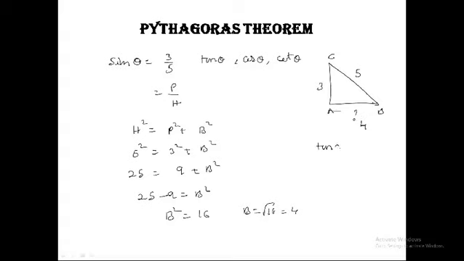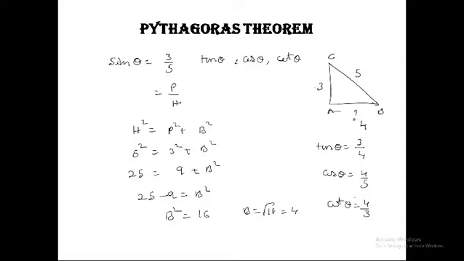So your tan theta will be perpendicular by base side, which will be 3 by 4, and cos theta will be 4 by 5, base by hypotenuse. Cot theta will be the reverse of tan, 4 by 3. So like this, by using this Pythagoras theorem, we can do this. For the CBSE students, for the first exercise, if you know these trigonometric ratios and this Pythagoras theorem, you can do the total first exercise easily, without any doubts.